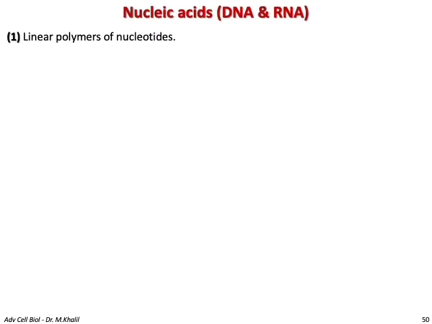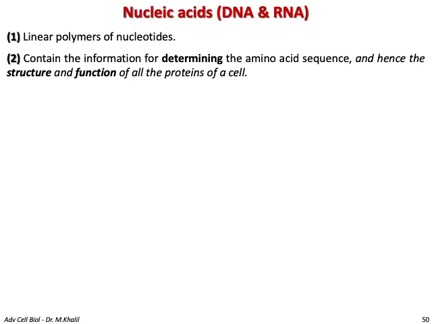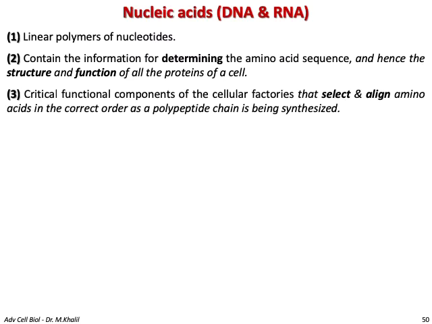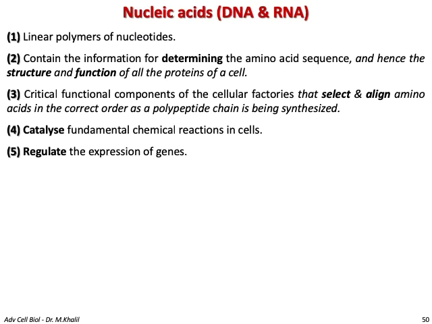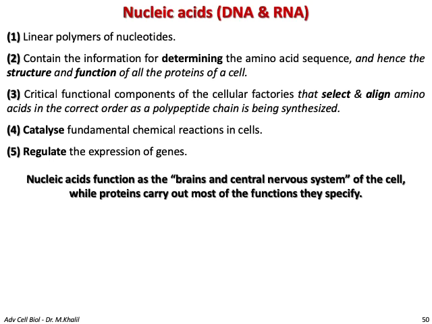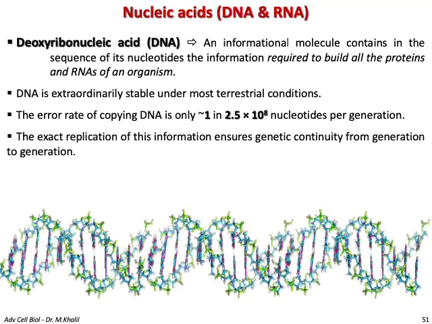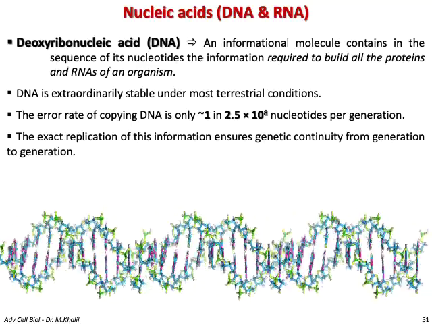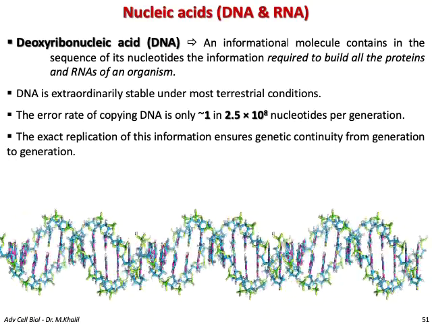We'll go fast on the structure of the nucleic acids, starting with DNA and RNA. Both are linear polymers of nucleotides. They contain the information for the amino acid sequence and hence the structure and function of protein. They have the critical components to select and align amino acids into the correct order. They catalyze fundamental chemical reactions in cells and regulate the expression of genes. These nucleic acids function as the brain and central nervous system of the cell, while proteins carry out the information and function they specify.